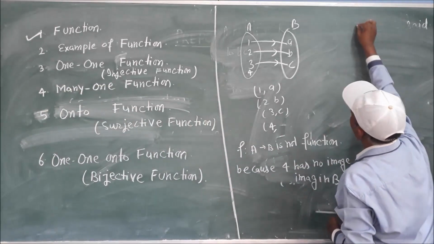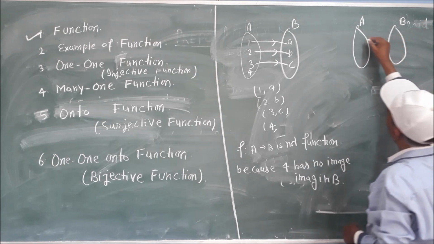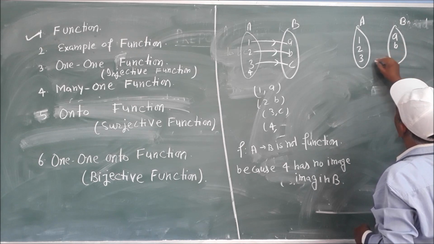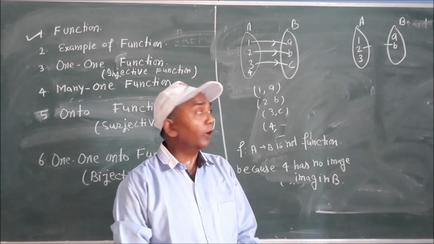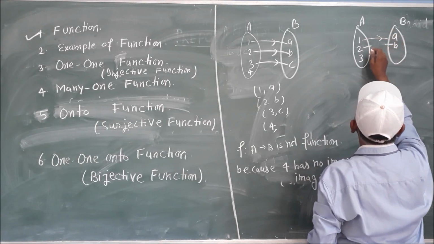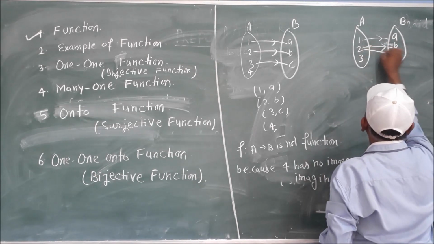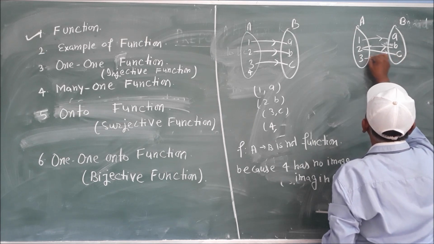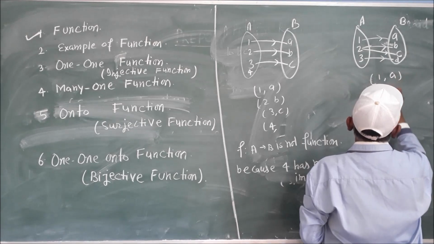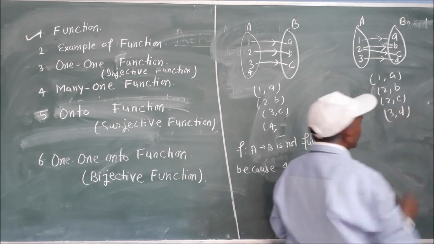Another example. Here is a set A and again here is a set B. Set A has elements 1, 2, 3 and set B has elements A, B. Now see the example. 1 has image A, and 2 has image B, and 2 also has an image C, and 3 has image D. So you can say that 1 has image A, 2 has image B, 2 has image C, and 3 has image D.